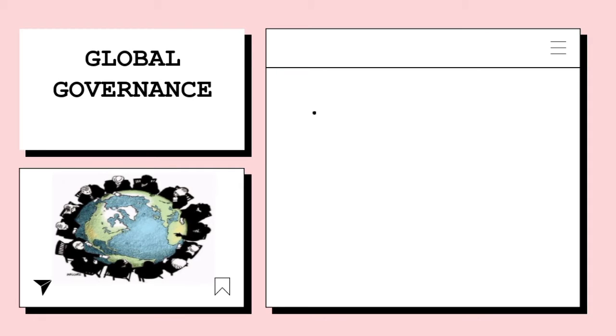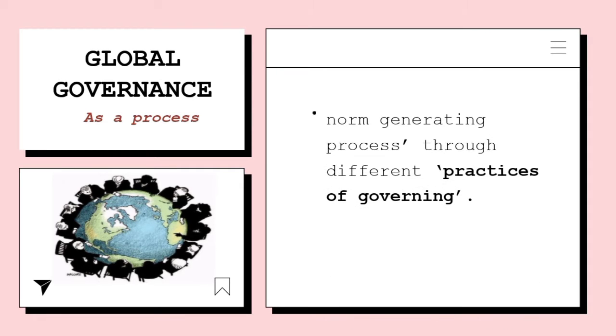Next is global governance as a process. Process is characterized by interaction and participation amongst different actors, who coordinate and manage issues as they arise. It is therefore a norm-generating process through different practices of governing.